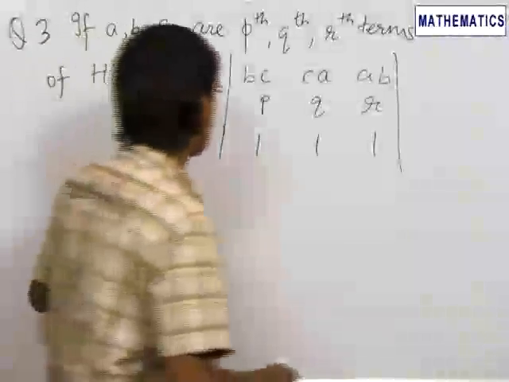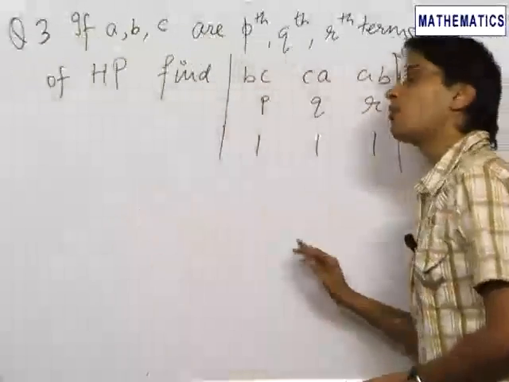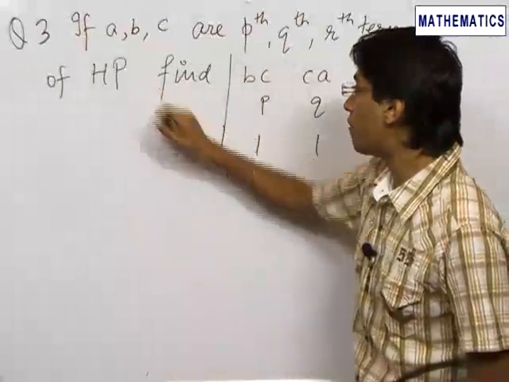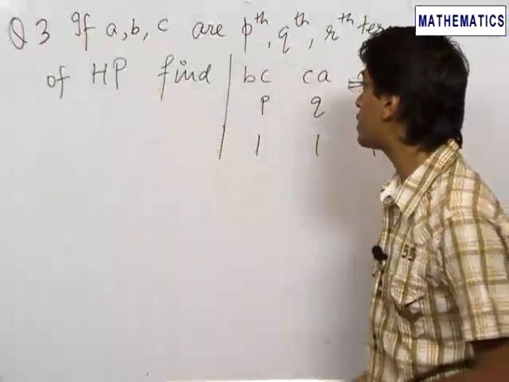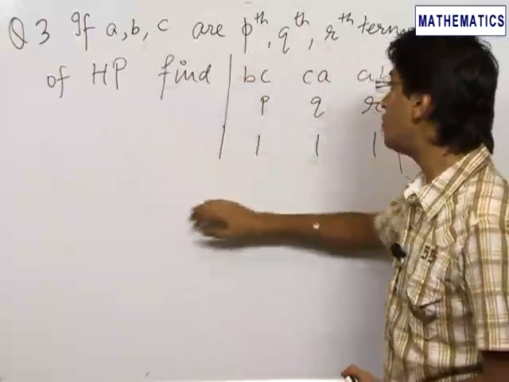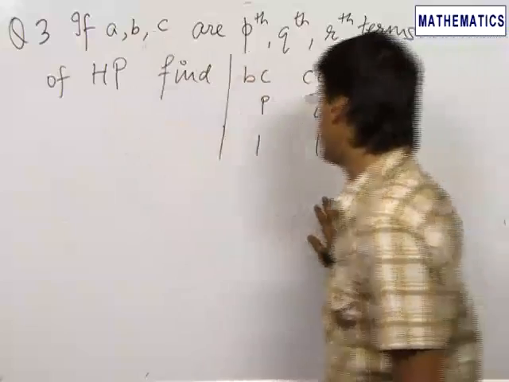The next problem which we have is also similar to the problem which we did earlier, except for the fact that in the last problem we have a GP and here we have a HP. The A, B, C are the Pth, Qth and Rth terms of the HP, and we need to find the value of this given determinant.